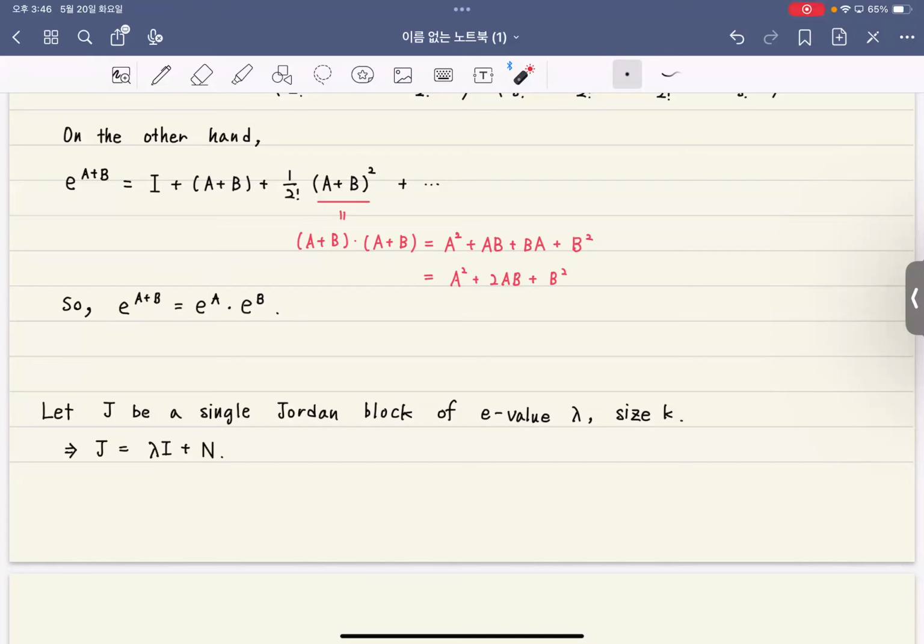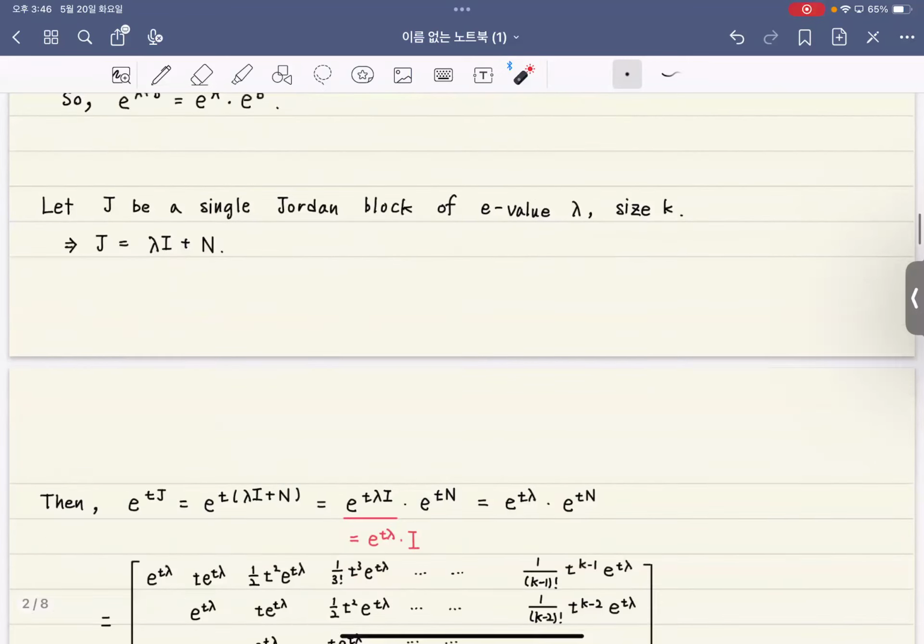Then I can always decompose this single Jordan block J as lambda times the identity matrix plus the nilpotent matrix N, right? Just try to imagine the picture of the k by k single Jordan block. It has a bunch of lambdas on its diagonal, and above the diagonal you have another bunch of ones, and all the other entries equal 0. Therefore, J must be written as lambda I plus N.